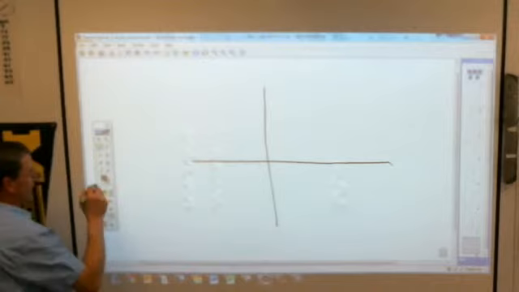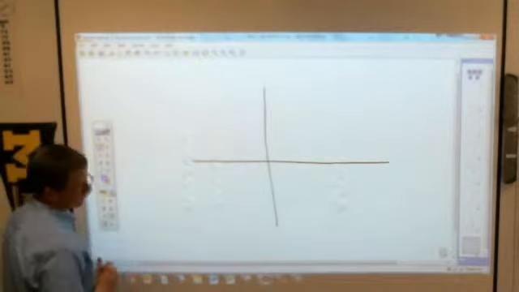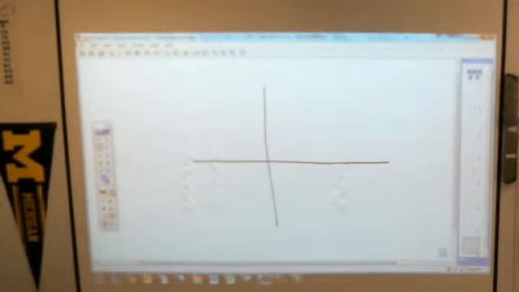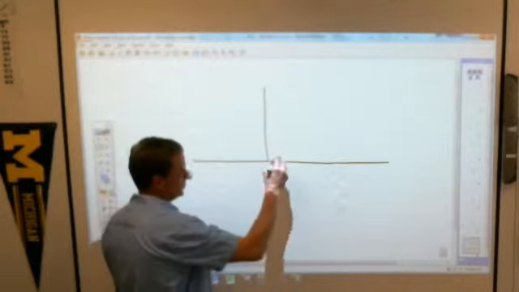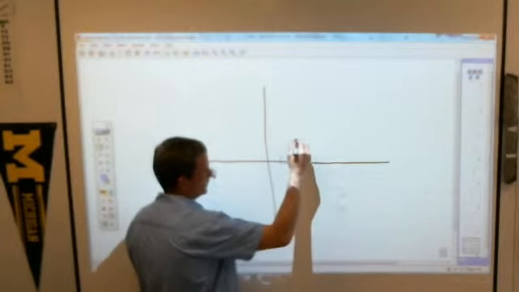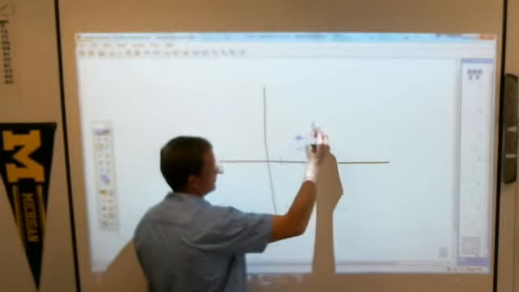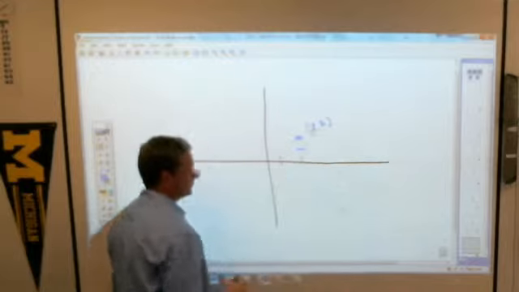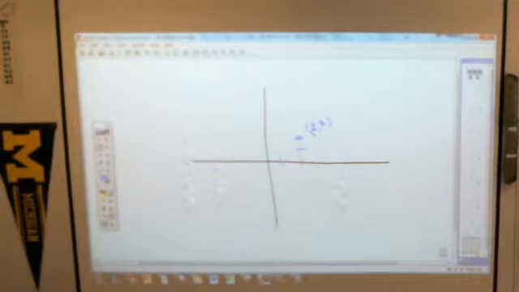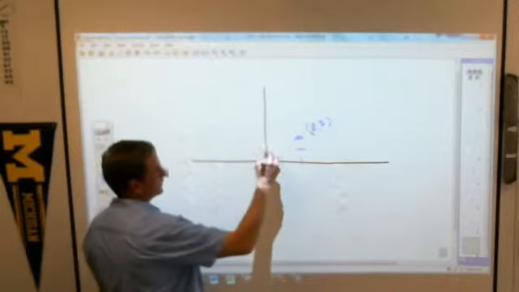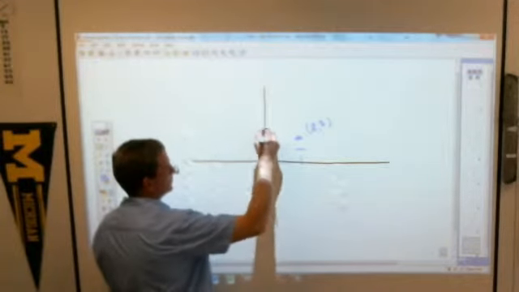Draw yourself a rectangular coordinate system. If I was half of a teacher, I would have already had you do one, but I didn't think that far in advance. Then write down these coordinates. Put a dot at (2, 2), and make sure you label it. It just helps if you label it. Put a dot at (0, 4). 0, 1, 2, 3, 4.